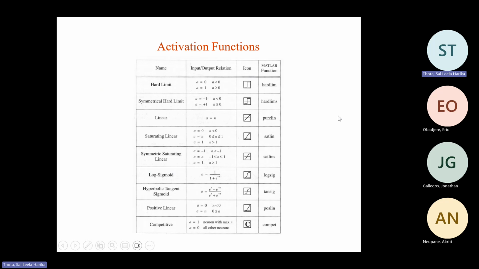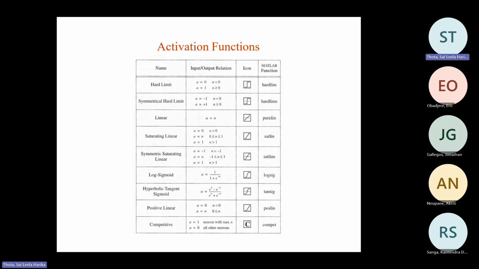Coming to other activation functions, we just discussed linear, threshold, and sigmoid. But there are several functions which you can find if you search in Google, and based upon your problem statement, you can use different functions and change the functions based on the requirement. If we consider the hard limit function, this is the input and output relation, like a equal to 0 and a equal to 1.